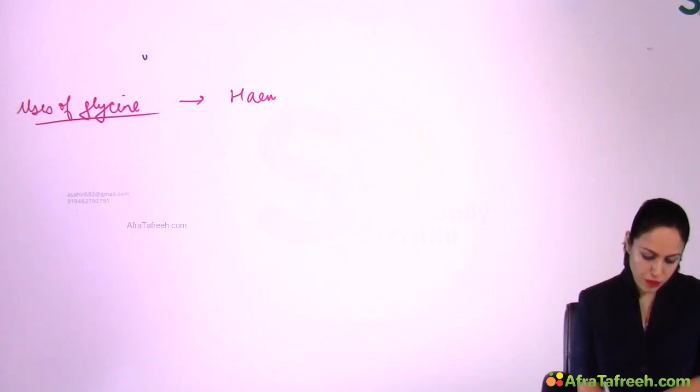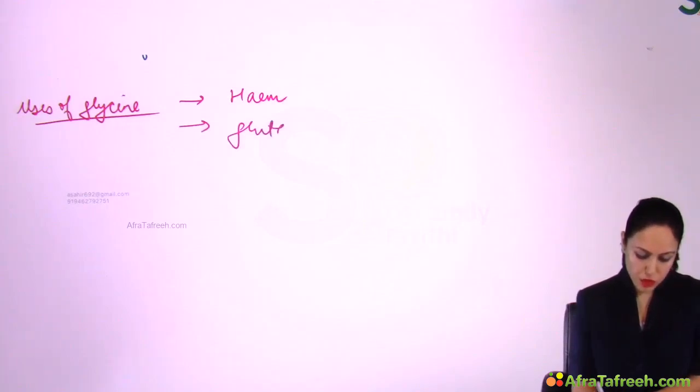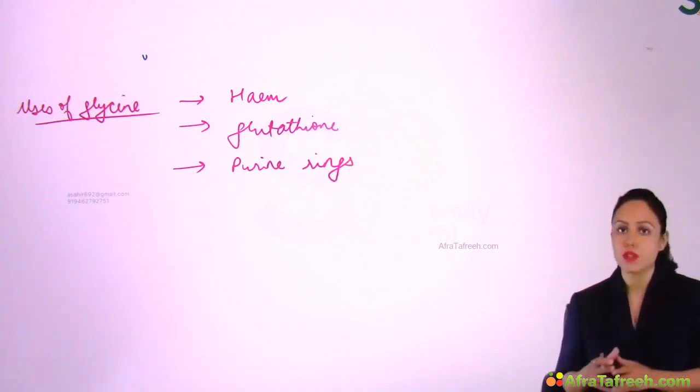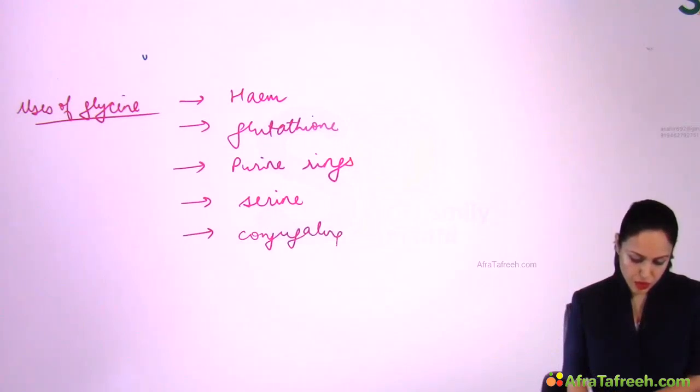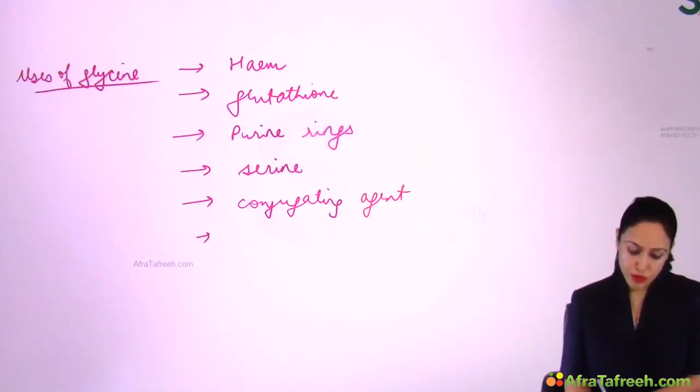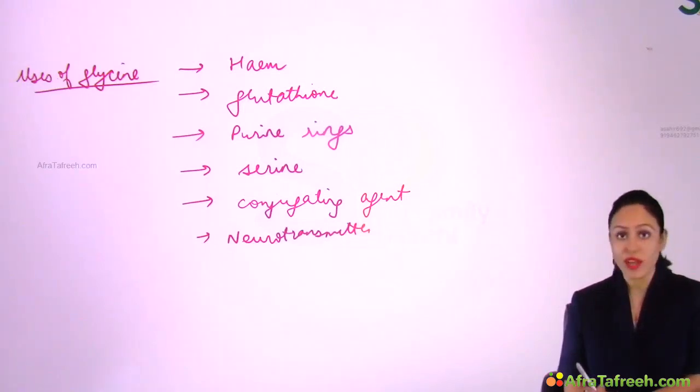Now coming to uses of glycine. Glycine is used for the formation of heme, and for the formation of the reducing agent glutathione. It is also used in the formation of purine rings, but it is not required for pyrimidines. Glycine is also used for the formation of serine, and it is a conjugating agent, like conjugating bile acids. I also told you it is a neurotransmitter, excitatory as well as inhibitory.